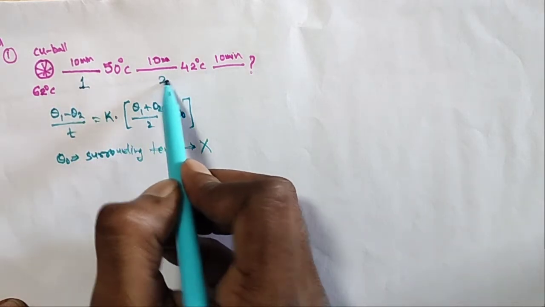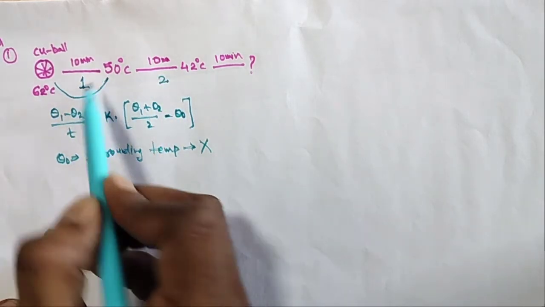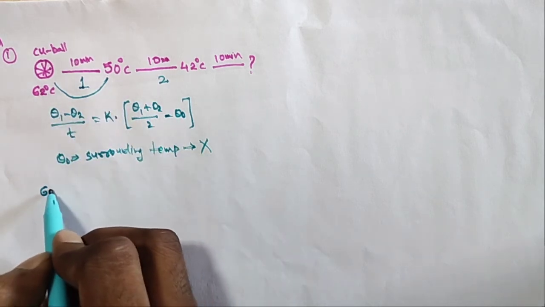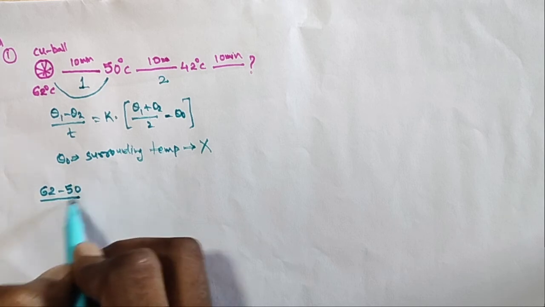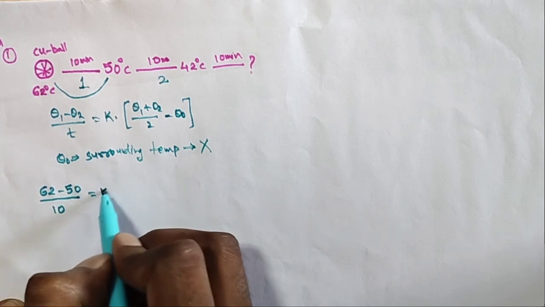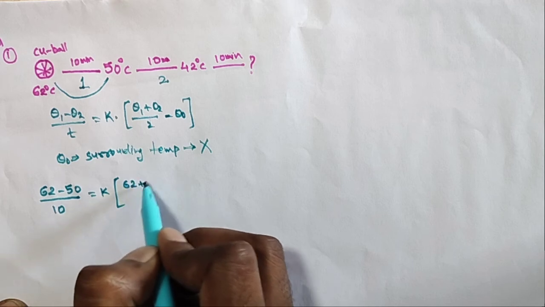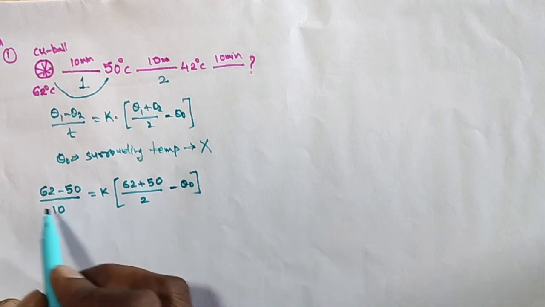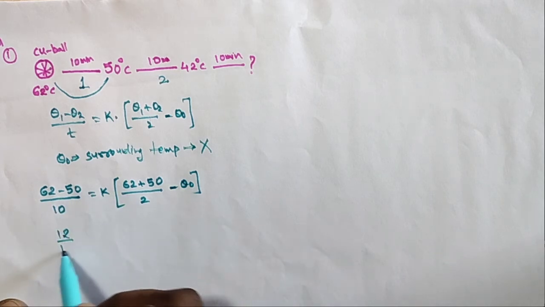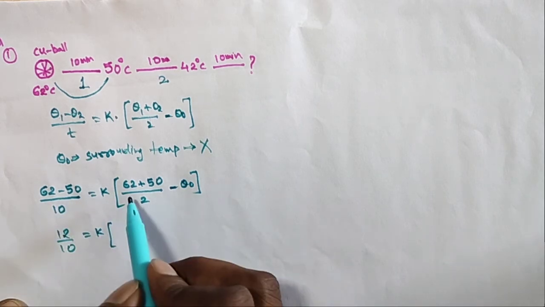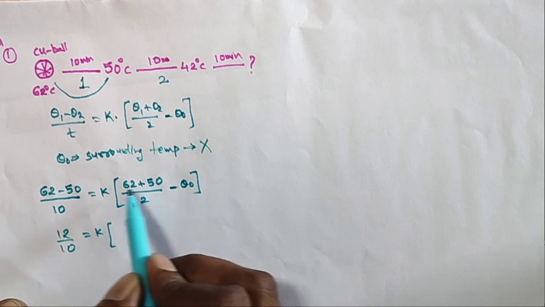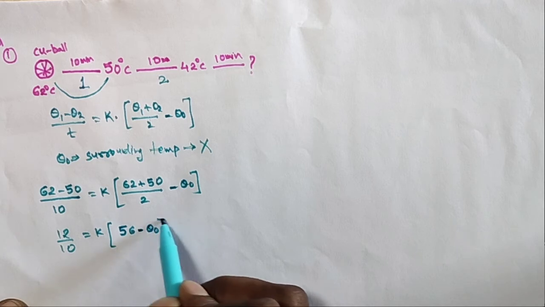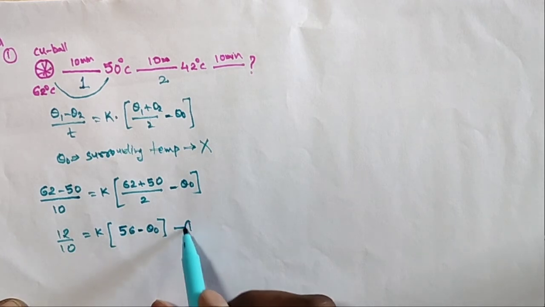So for this purpose, this is the first case, and I am taking the second case next. In the first case, 62 to 50 degrees: theta 1 is equal to 62, theta 2 is equal to 50. So (62 minus 50) by 10 minutes equals k into ((62 plus 50) by 2 minus theta naught). So 62 minus 50 is 12, 12 by 10 equals k into (112 by 2, 56, minus theta naught). This is equation number 1.